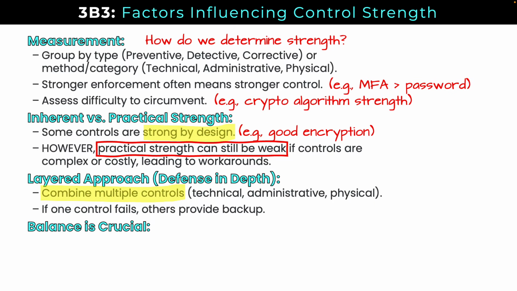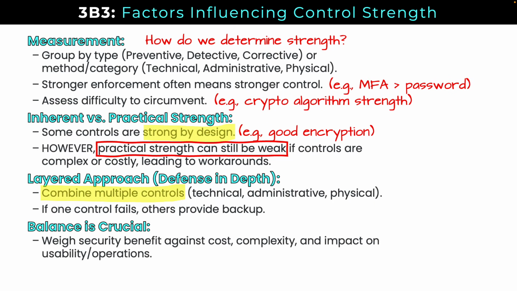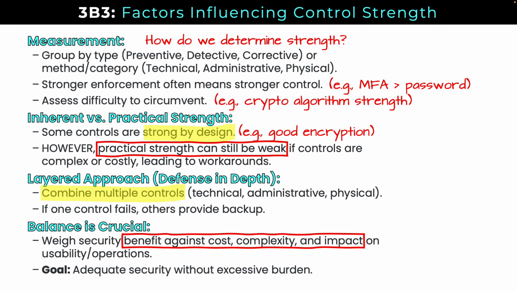But we have to balance the elements here. So we weigh the security benefit against cost, complexity, and impact on usability and operations, because certainly just having no security in place means that we're going to maximize usability, so we have to add those controls to reduce the risk while not putting too much impact on usability. The goal is adequate security without excessive burden.